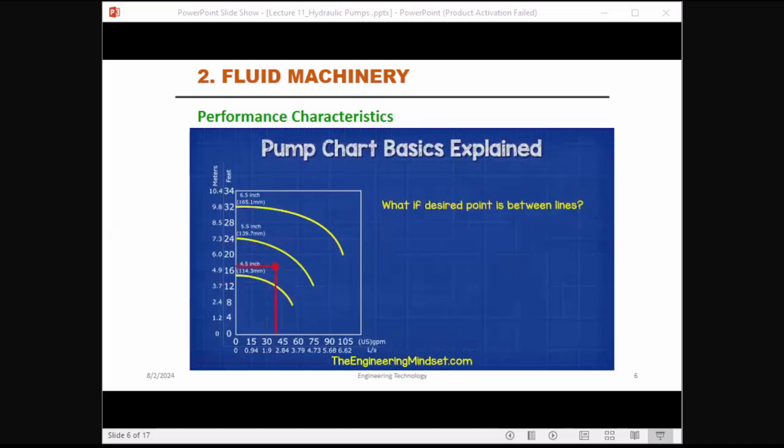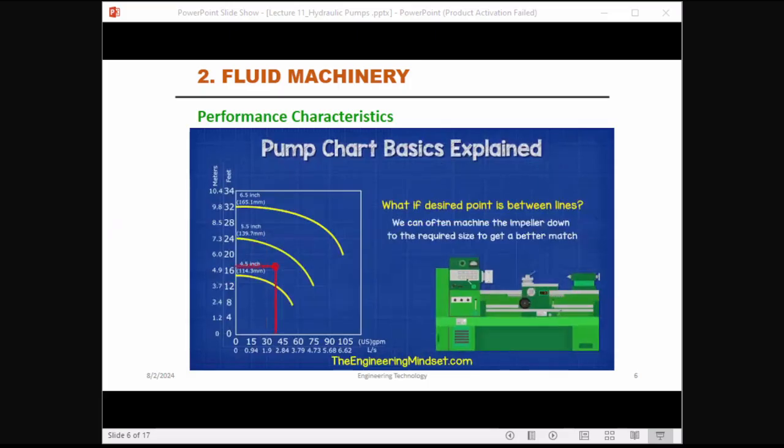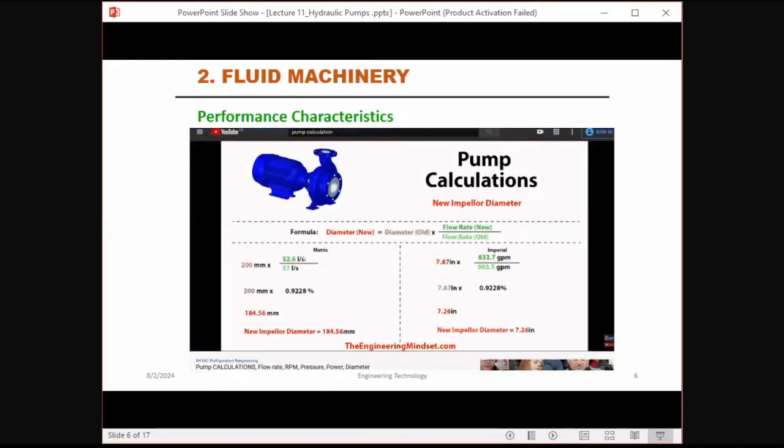In some instances, our required flow rate and head pressure might fall between the 2 impeller diameter lines. In such cases, we can often machine the impeller down to the required size to get a better match. You should ask your pump manufacturer or pump specialist to carry out this service though. The performance of the pump will then need to be calculated.